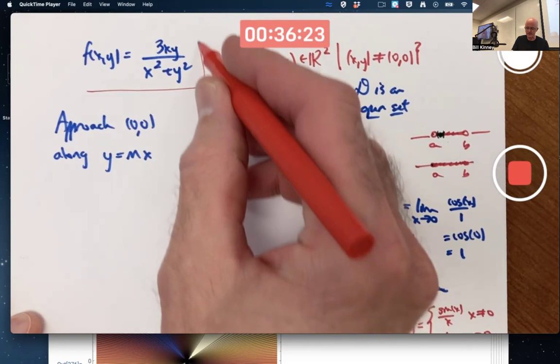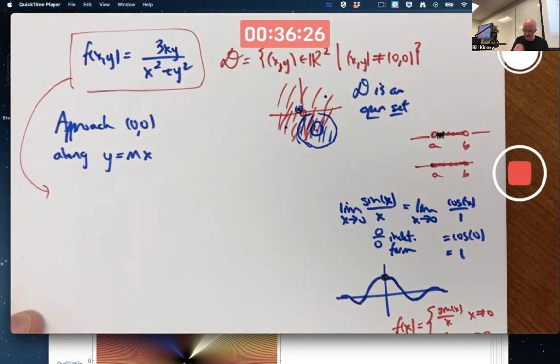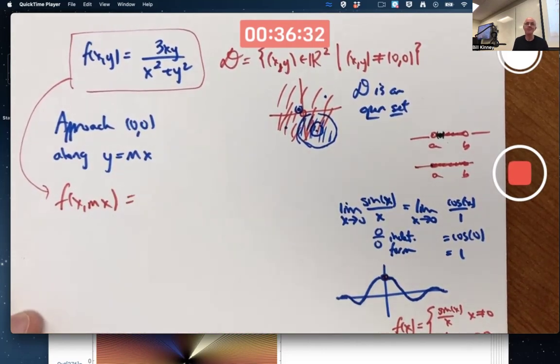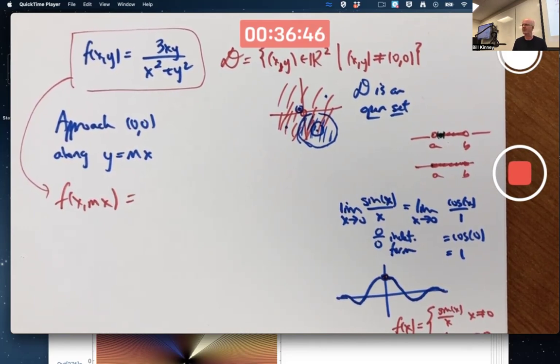Go back to your formula up here and replace y with mx. Think of m as a constant, x is a variable, but you're wondering, does the constant m affect the answer? If it doesn't affect the answer, then that might be some evidence, though maybe not a proof, that the limit does exist. If m does affect the answer, then the limit can't possibly exist, because it would mean approaching the origin along lines with different slopes gives you different answers. That's what the picture seemed to indicate. Probably the limit is not going to exist.